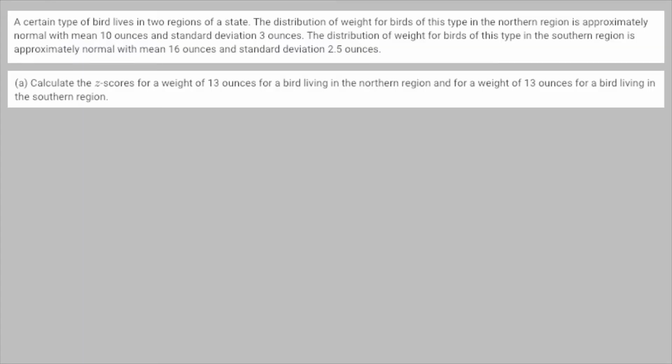First part says a certain type of bird lives in two regions of a state. The distribution for weights of birds in the northern region is approximately normal with a mean of 10 ounces and a standard deviation of 3 ounces. And the distribution for birds in the southern region has a mean of 16 and a standard deviation of 2.5. Calculate the z-scores for the weight of a 13-ounce bird.